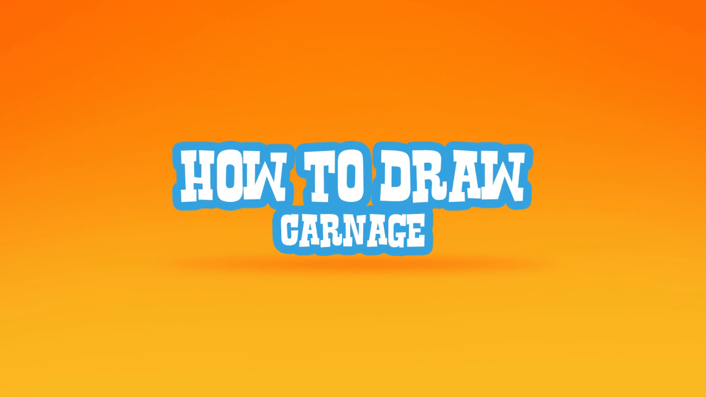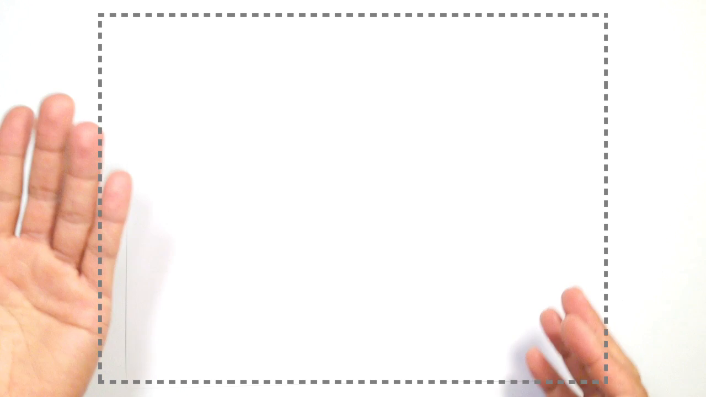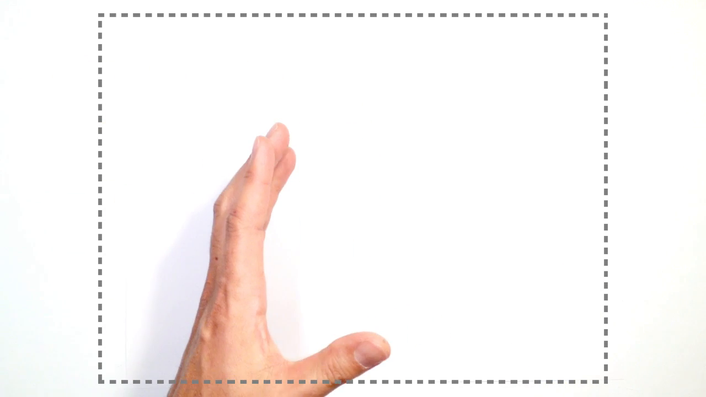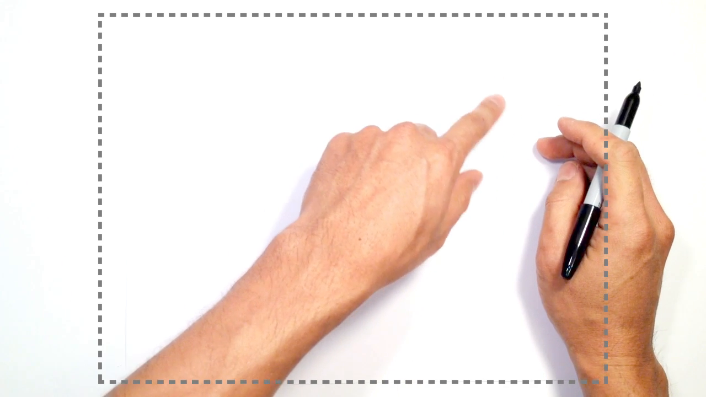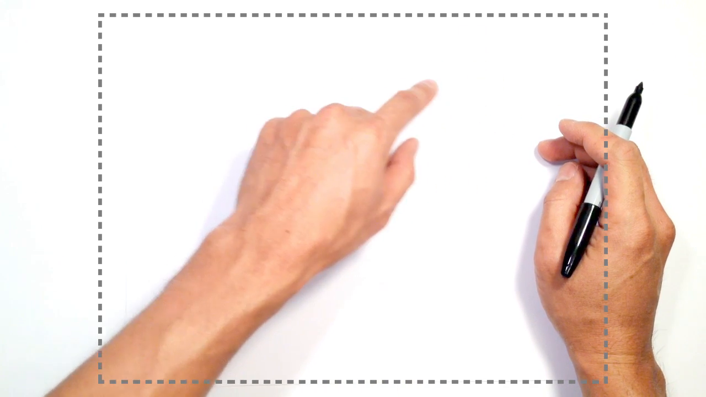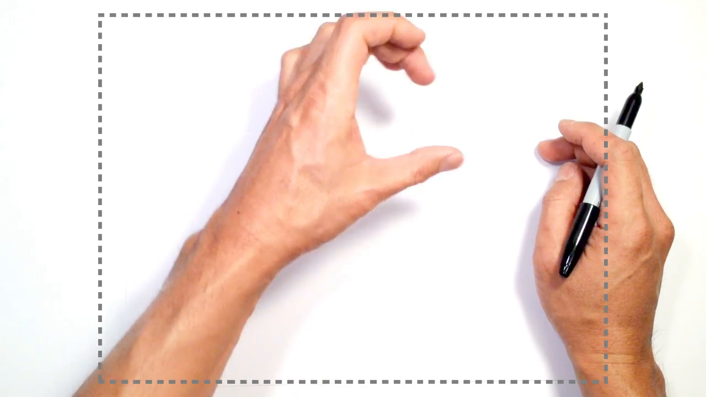Hey there, today I'm going to show you how to draw a very simple version of Carnage. With this character, I'm going to be drawing him from the profile view just because I think he looks pretty cool from the side. So let's start with the eye, and with the eye it's pretty jaggedy. The shape is kind of abstract. It's not really a proper eye.